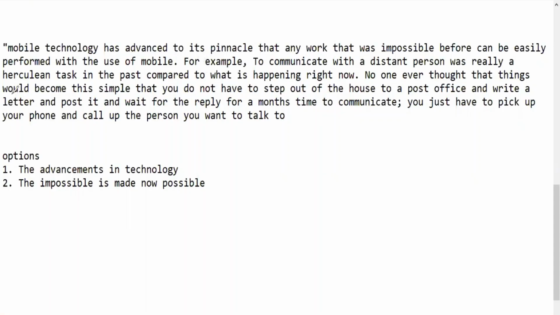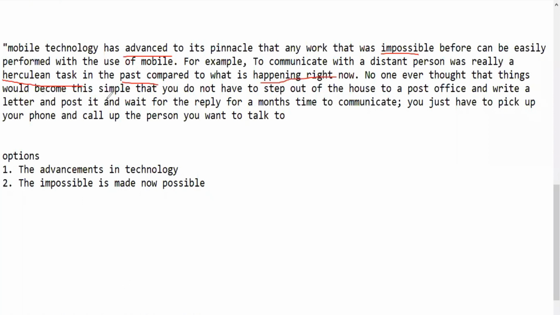Let's also talk about the problems people face whenever there are two options that closely resemble the heading of the paragraph. In such cases, elimination becomes quite difficult. So how to deal with such cases? Let's quickly understand. Let's say the paragraph is something like this. Mobile technology has advanced to its pinnacle that any work that was impossible before can be easily performed with the use of mobile. For example, to communicate with a distant person was really a Herculean task in the past compared to what is happening right now.